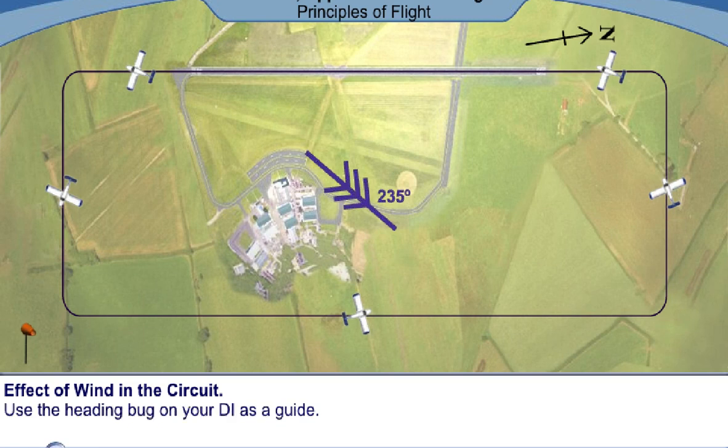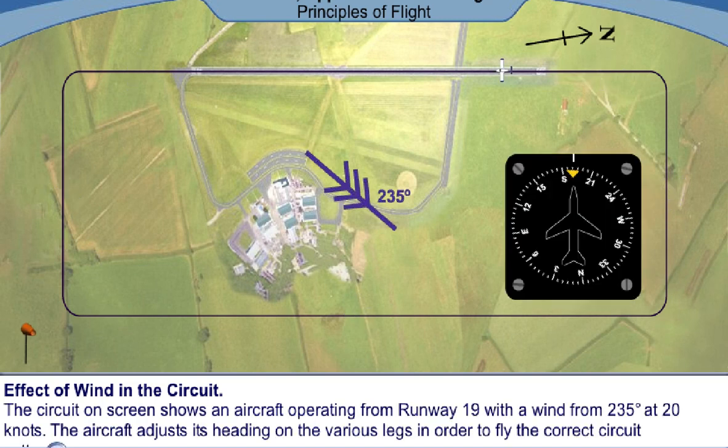If you have a heading bug on your DI or compass, it's recommended that you set it to the runway heading, and this will help you in choosing headings to fly on each leg of the circuit. You can see that with this runway and this wind, the aircraft will experience a crosswind component on every circuit leg, including the takeoff and landing.